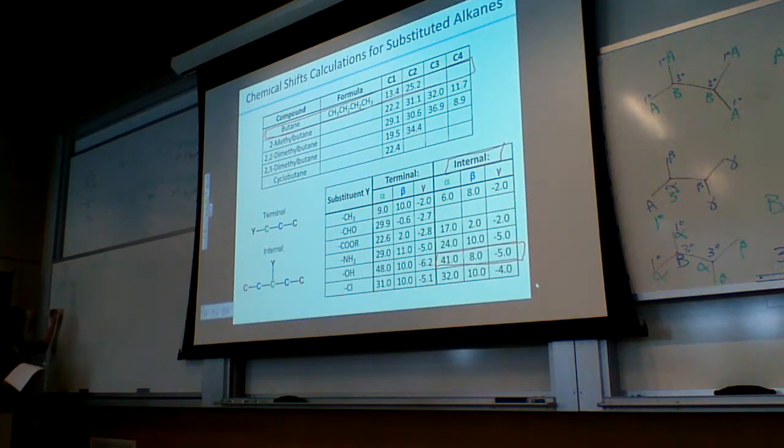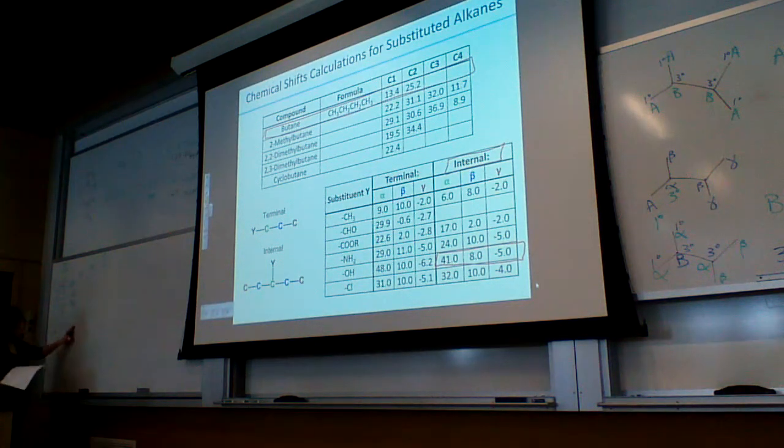And I'm going to draw this structure out again. We are looking at A here, then we have alpha, beta, gamma. Alpha is the one it's directly attached to. Let me label this right. We're looking at this carbon. So this is alpha. Whatever would be attached to this carbon would be considered alpha. It'll make sense in a second when I start putting the values in. This is beta. This is gamma.